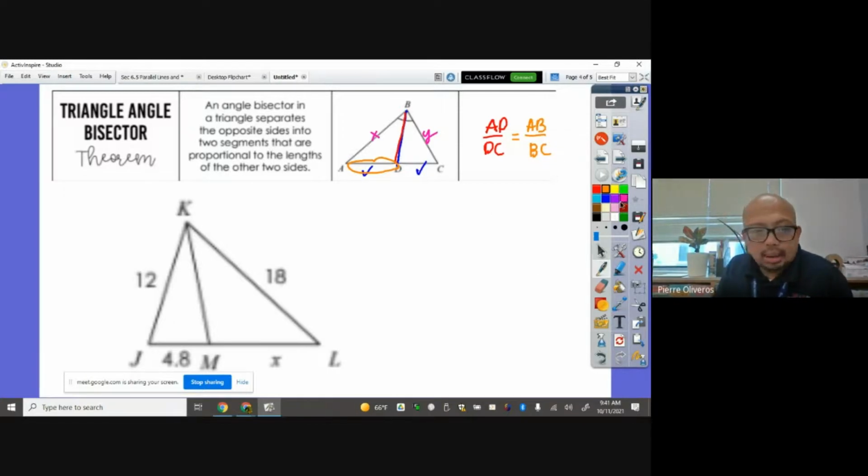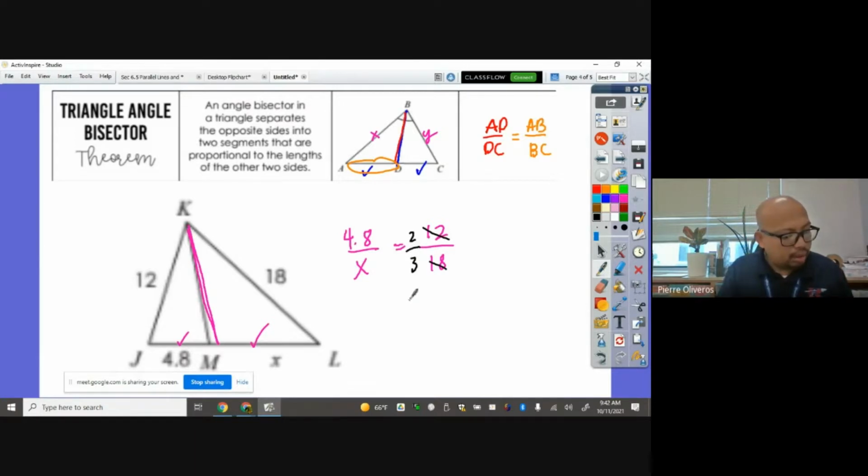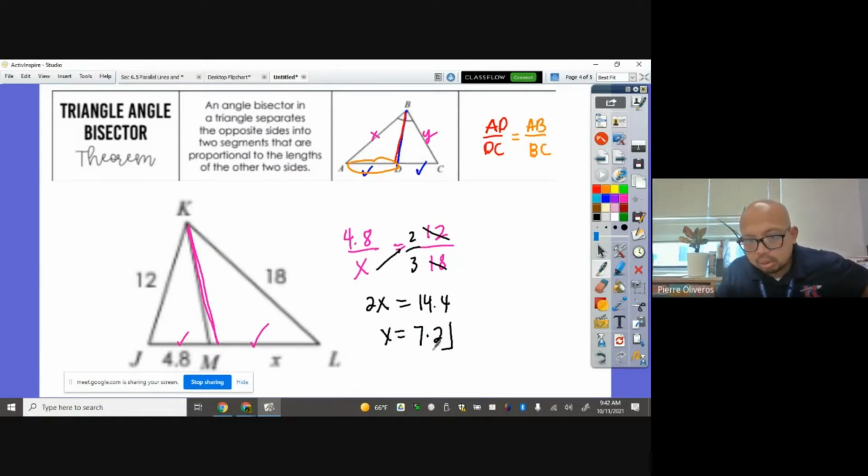So let's look at this example here. I have here KM to be the angle bisector. So therefore, the one on the left side is 4.8 over x. If I start on the left, I start also on the left on the other ratio, 12 over 18. We know that 12 over 18 are divisible by 6, so this will be 2 and 3. So I can multiply 4.8 times 3. That will give me 14.4 is equal to 2x, because x times 2 is 2x. Divide by 2 will give me x equal to 7.2.